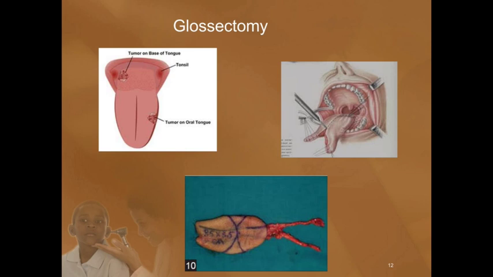A glossectomy is the removal of the tongue. It's usually performed for the diagnosis or treatment of cancer. A hemiglossectomy is the removal of less than half of the tongue and is used for diagnosis. A total glossectomy is the removal of more than half of the tongue for treatment of cancer. A total laryngectomy is usually done at the same time to treat laryngeal metastasis or problems with aspiration.